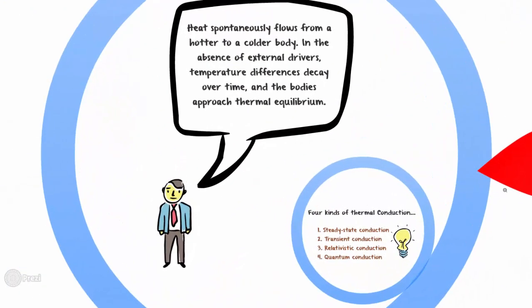It spontaneously flows from a hotter to a colder body. In the absence of external drivers, temperature differences decay over time, and the bodies approach thermal equilibrium. In conduction, the heat flows within and through the body itself. In contrast, in heat transfer by thermal radiation, the transfer is often between bodies, which may be separated spatially. Also possible is transfer of heat by a combination of conduction and thermal radiation.